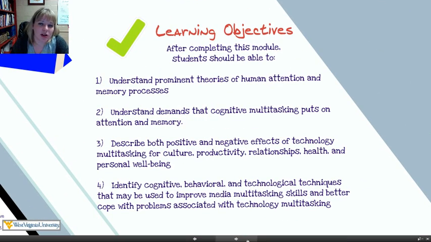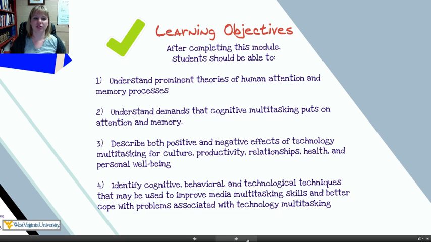I have some learning objectives that are outlined. I'll just summarize them. The first two, I want to give you more or less a crash course in cognitive psych so that you understand what literally is going on in the brain when you're trying to juggle two things at once.